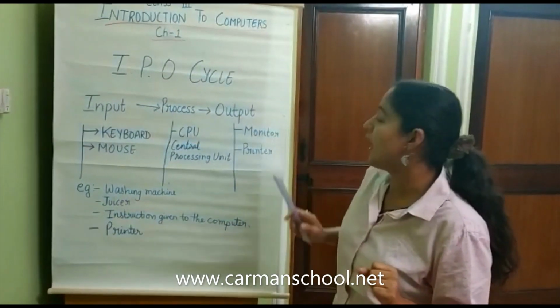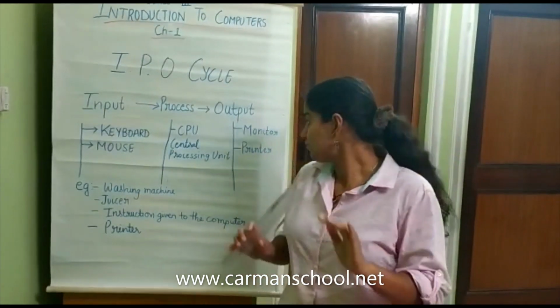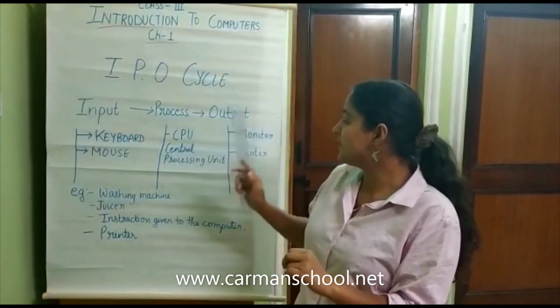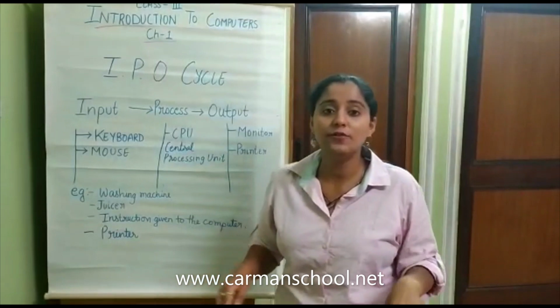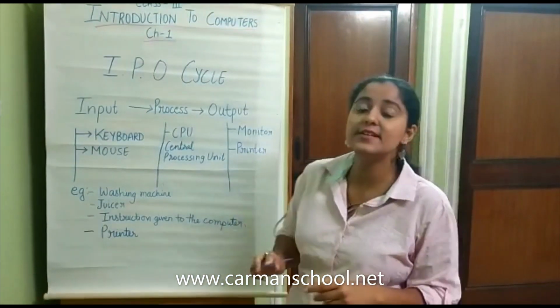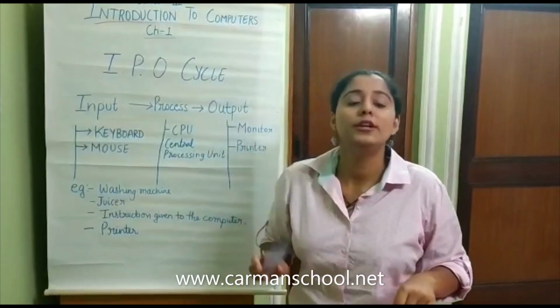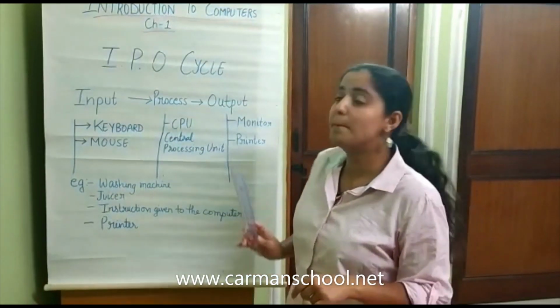And now comes your output devices. Monitor and printer are your output devices. What happens, children? Whenever you have given instruction with the keyboard, processing is done with the CPU and the final result comes on your monitor screen. The screen of the computer is called your monitor screen.